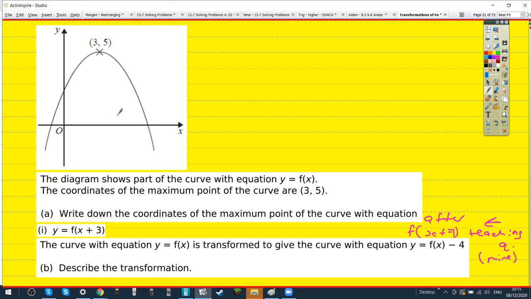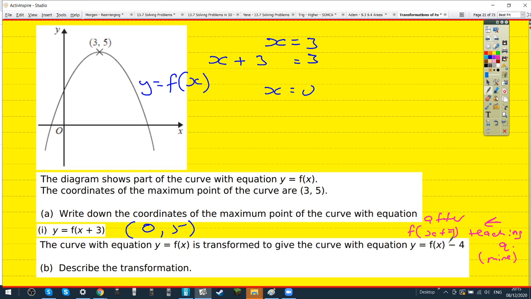So the point (0, 5), where is that after y equals f of x is transformed into y equals f of x plus 3? Wait, so do you have to substitute 3 in or something? What is the x coordinate for this one? 3. So x equals 3. It becomes x plus 3 equals 3. So x is 0. And so the full coordinate? 0, 5. Well done. How about this one down here?